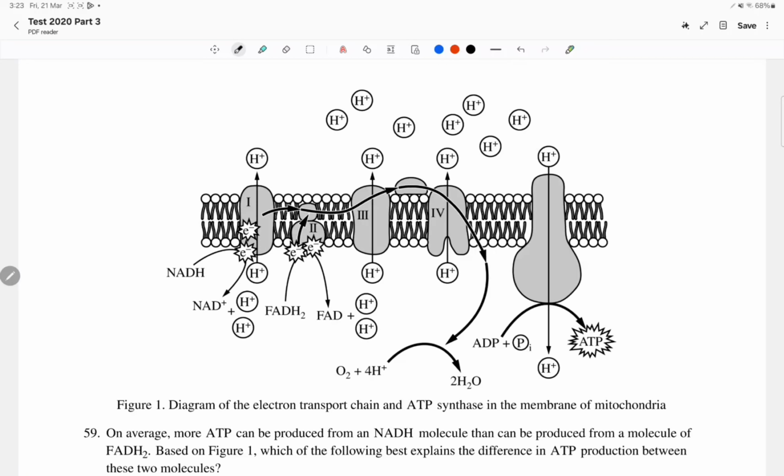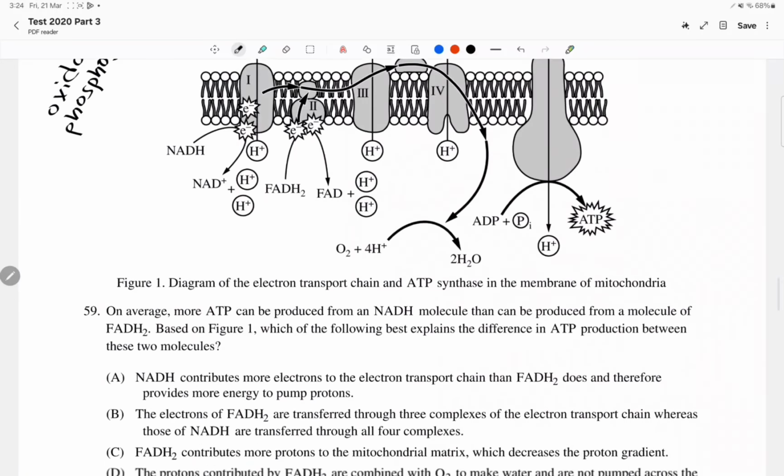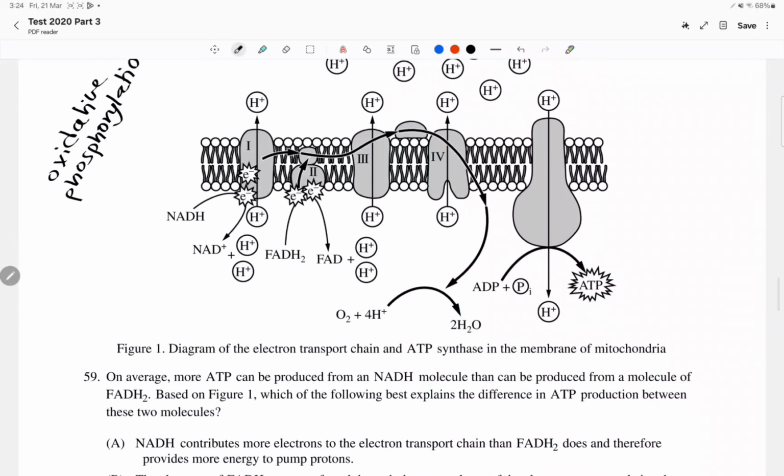What do we see here? The electron transport chain plus chemiosmosis. So we're seeing something called oxidative phosphorylation, which is the last stage of aerobic respiration. On average, more ATP can be produced from NADH than FADH2. Based on figure 1, which of the following best explains the difference in ATP production between the two molecules?